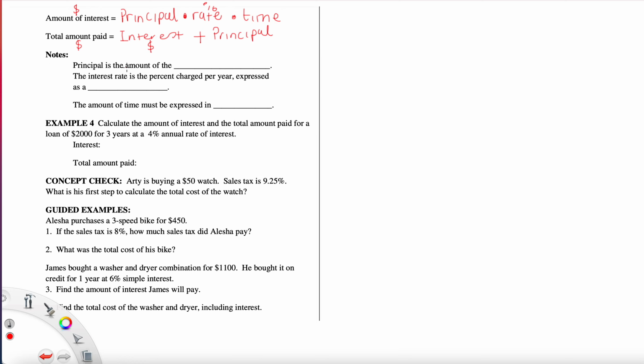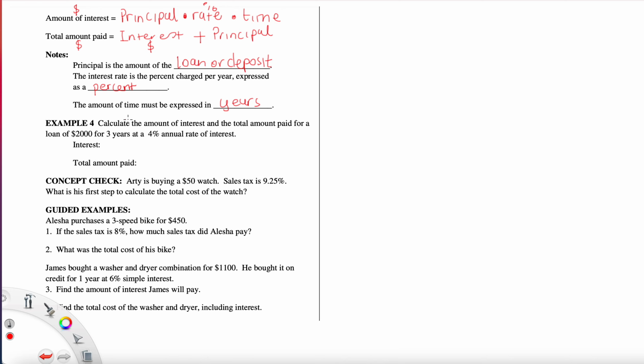Your notes: principal is the amount of the loan or deposit if you were putting money into a bank. The interest rate is the percent charged per year, expressed as a percent. The amount of time must always be expressed in years. Okay, so let's go ahead and get started.